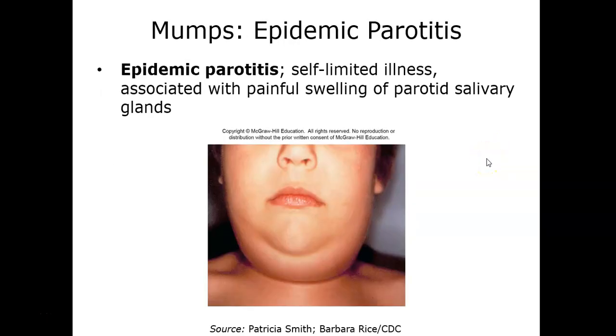We talk a lot about the mumps, and the mumps cause a condition known as parotitis. And parotitis is this swelling that occurs in the parotid salivary glands. So you get this kind of swelling in the cheek and upper neck region that is often incredibly painful.